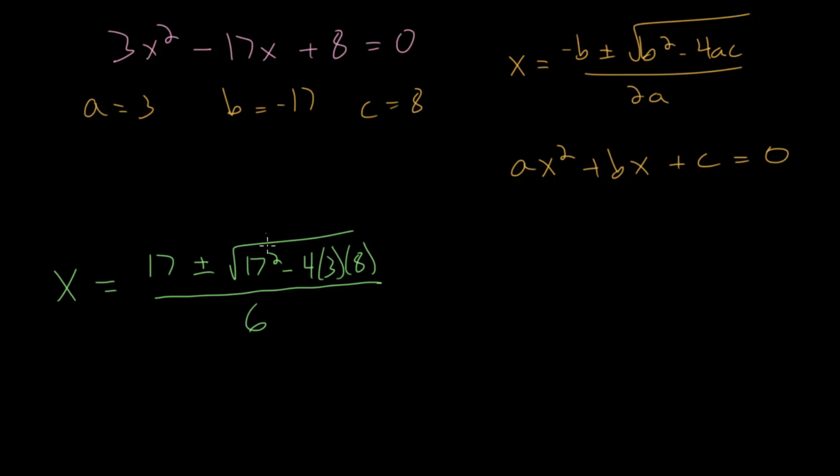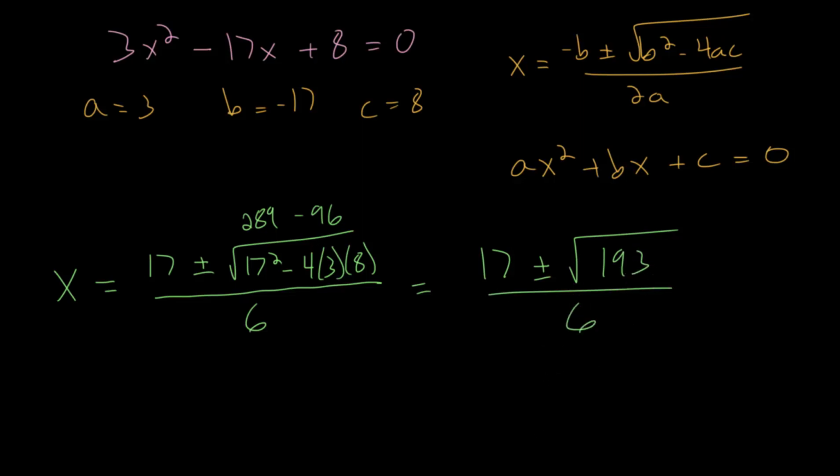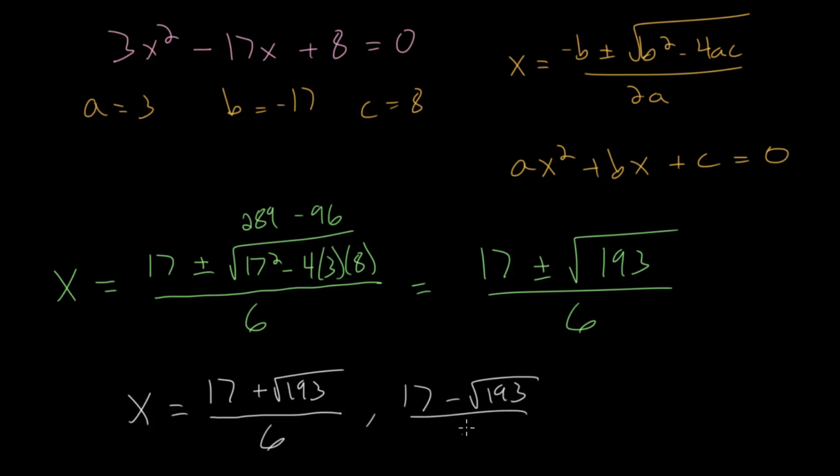And simplifying everything, 17 squared, that is 289. And this product here would be 96. We're going to be subtracting that. So we get 17 plus or minus the square root of 289 minus 96, which is 193. All of this is over 6. So it looks like our two solutions are when we have the positive and negative version of this expression. We have 17 plus root 193, which is irrational, so we can't simplify that, all divided by 6, and we have 17 minus root 193 over 6.